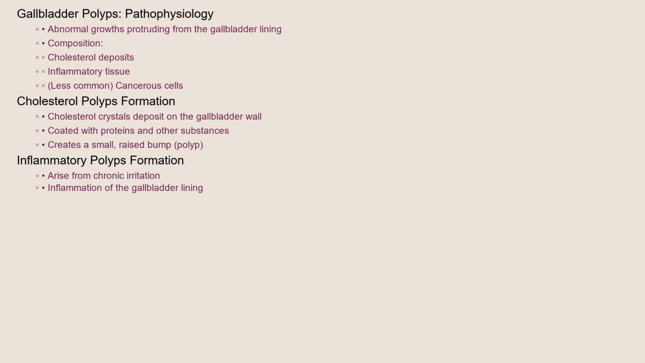Let's talk pathophysiology. Essentially, gallbladder polyps are abnormal growths that protrude from the inner lining of the gallbladder. These growths can be made up of cholesterol deposits, inflammatory tissue, or less frequently, cancerous cells. The formation of cholesterol polyps is thought to occur when cholesterol crystals deposit on the gallbladder wall and become coated with proteins and other substances. This creates a small, raised bump, or polyp. Inflammatory polyps arise from chronic irritation and inflammation of the gallbladder lining.